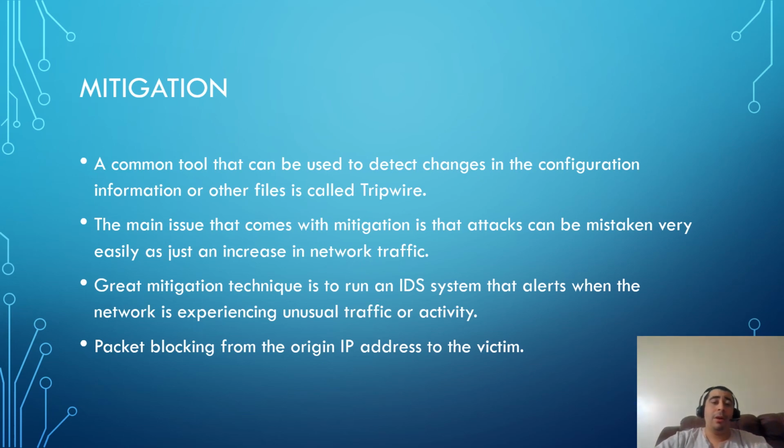If you see an increase in traffic and it's not picking up anything, keep doing it manually and check what's going on. A great mitigation technique is to run an IDS system that alerts when the network is experiencing unusual traffic or activity. This can also be used for any intrusion. You can detect Trojans or whatnot, but in this case we're doing denial of service attacks, so we'll be looking for that. Packet blocking from the origin IP address to the victim can also be done.